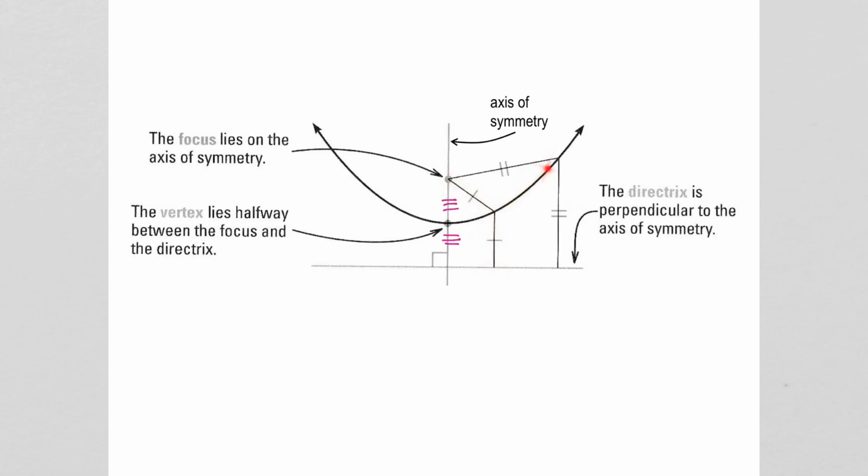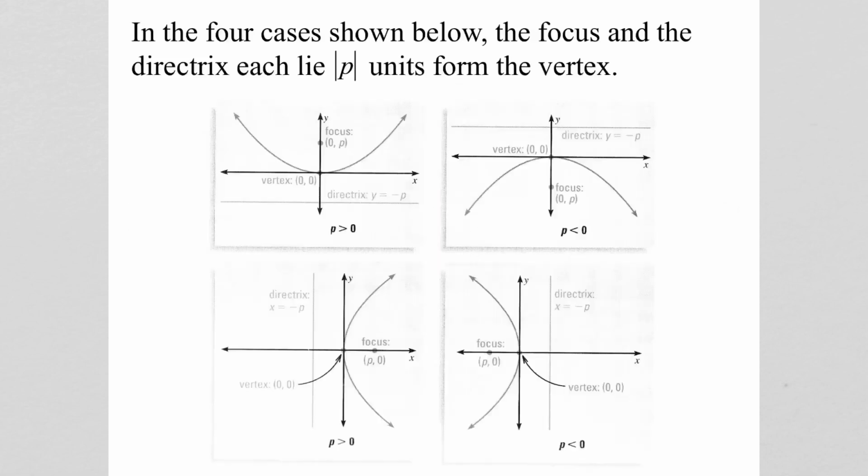And again, as we continue to move up the curve, at this point here, this distance is equal to this distance. This is the directrix, this is the vertex, this is the focus, and of course this line that's perpendicular to the directrix but passes through the vertex and the focus is the axis of symmetry.